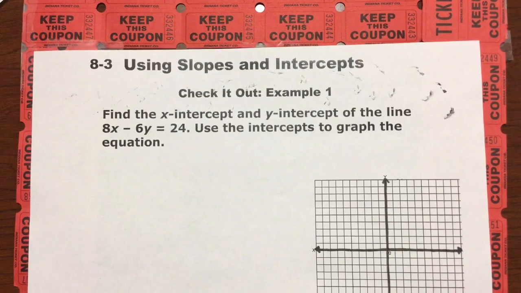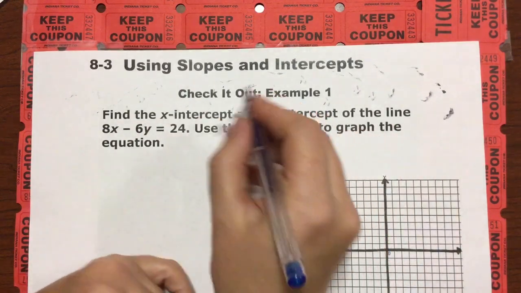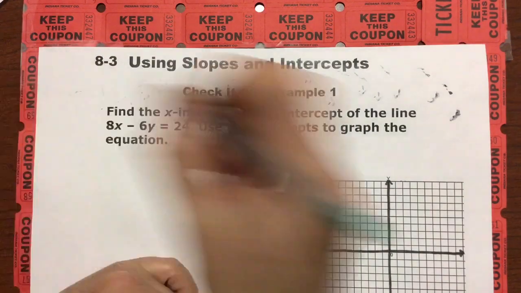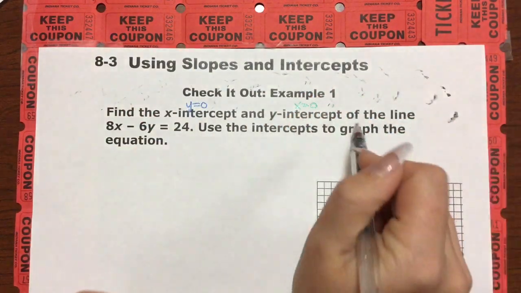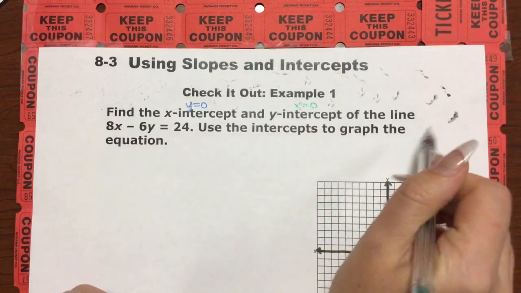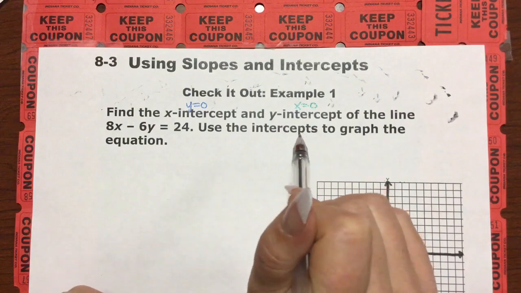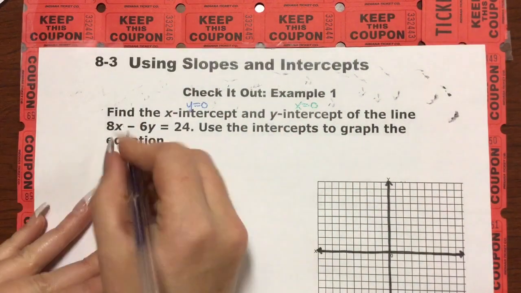All right, we are back, and we are going to solve this equation. Okay, we got to find the x-intercept. Well, what I know with the x-intercept is that y is always equal to 0, and with the y-intercept, I know that x is always equal to 0. Okay, so find the x-intercept and the y-intercept of a line, which is in standard form. Use the intercepts to graph the equation. I can do it. Okay, first one up, x-intercept.